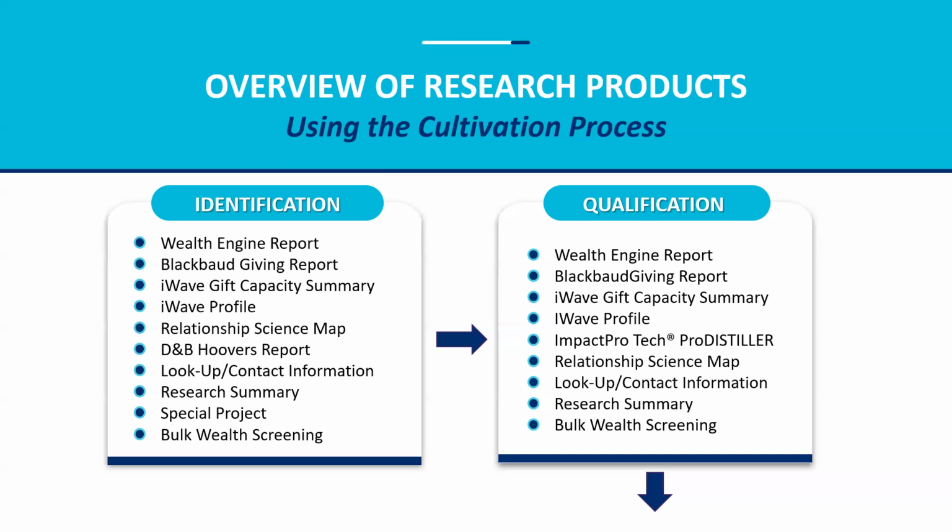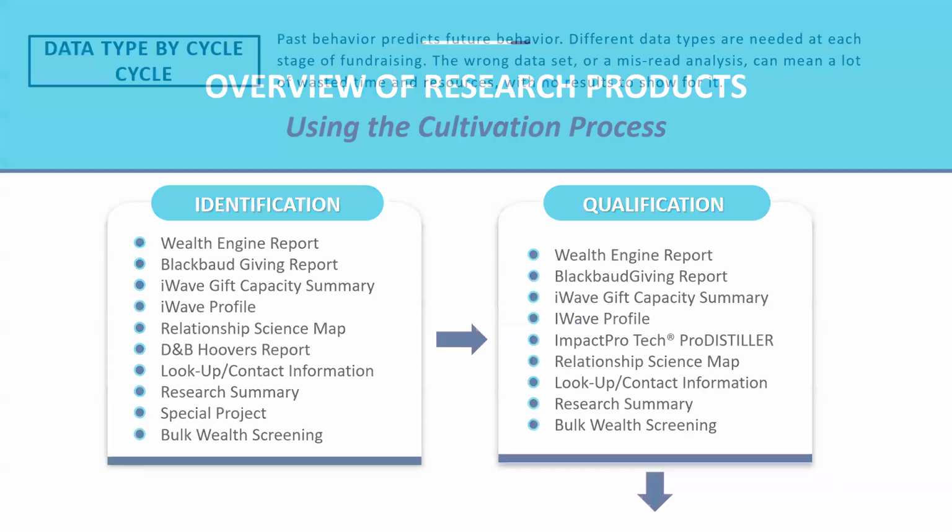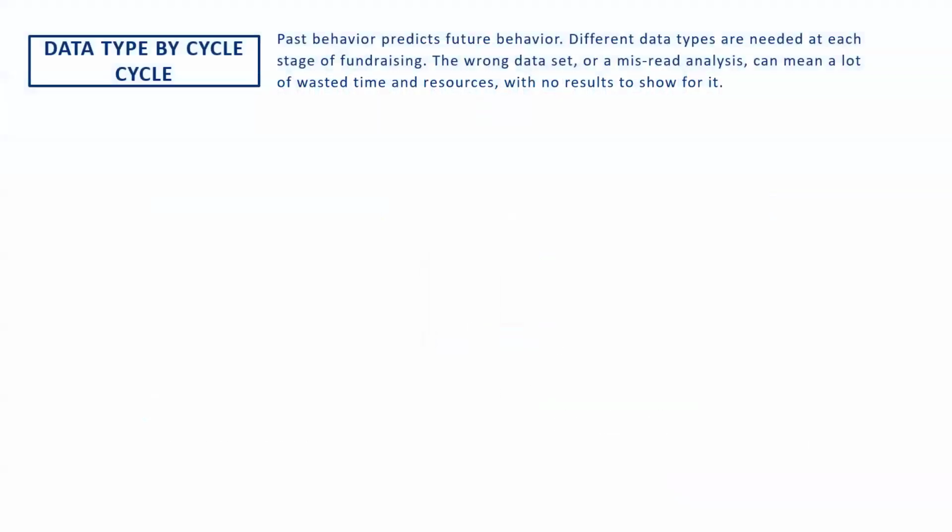So hold on, something's happening here. You can see the screen, right? Because mine just started flickering. I can still see the identification and qualification processes. Okay, I don't know what just happened to my screen. It disappeared, but I'm going to keep talking. Just tell me if you can see the next slide. Data type and cycle.